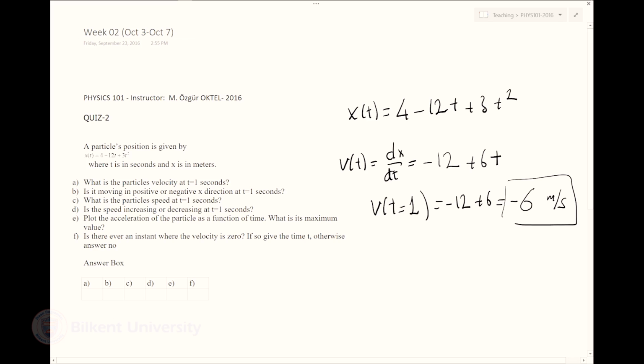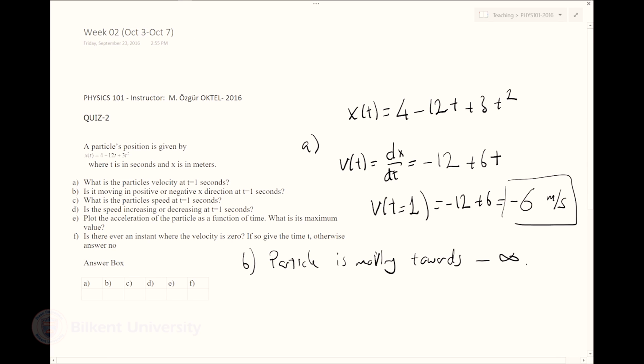Excellent. So part A we have solved. Let's move on to part B. Is the particle moving in positive or negative x direction at t equals 1 second? If I am moving in the positive x direction, my velocity will be positive. If I am moving in the negative x direction, my velocity will be negative. Here, velocity is negative, so particle is moving towards negative infinity.